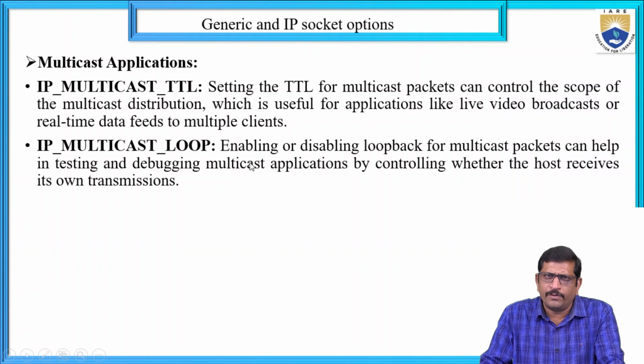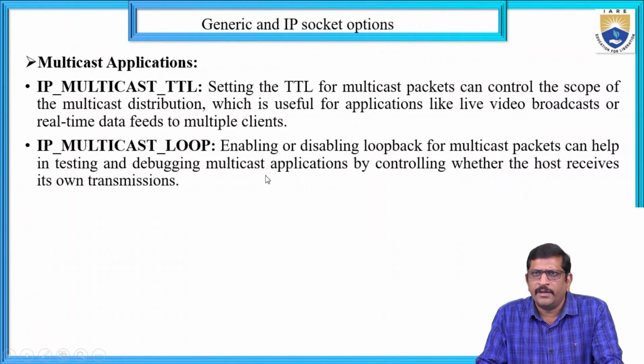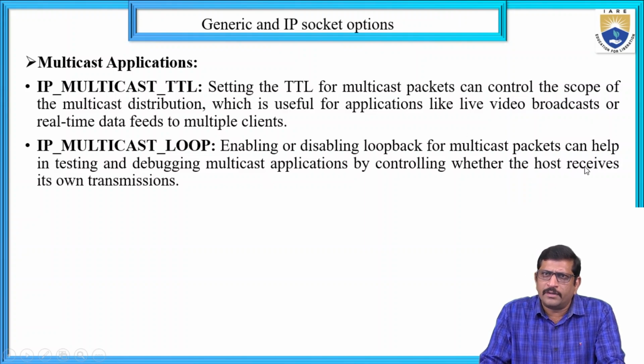IP_MULTICAST_LOOP enables or disables loopback for multicast packets, which can help in testing and debugging multicast applications. Here it can perform testing and debugging of multicast applications by controlling whether the host receives its own transmission or not. If it is not receiving its own, we control it here. That is IP multicast loop.